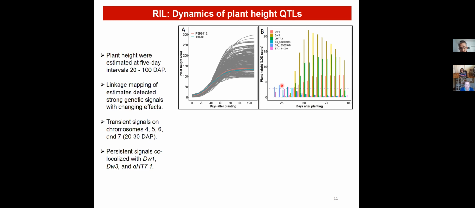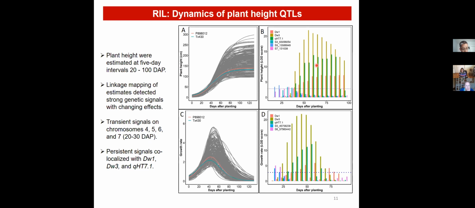And from what we saw, early during the season, we observed up to 3 QTL that were transient, on chromosomes 4, 5, and 7. These QTL were detected early in the season, but then disappeared later on. A bit later on, we saw that QTL colocalizing with the major genes that we've seen before, DW1, 3, and qHT7.1, were detected from mid-season and were persistent until the end of the season.